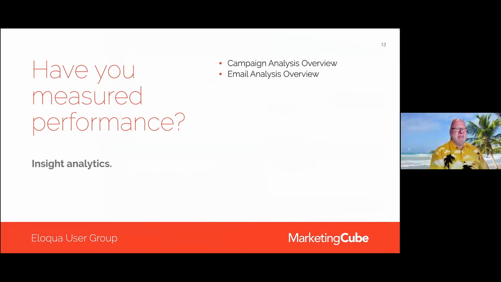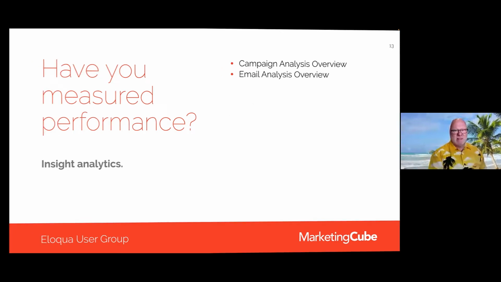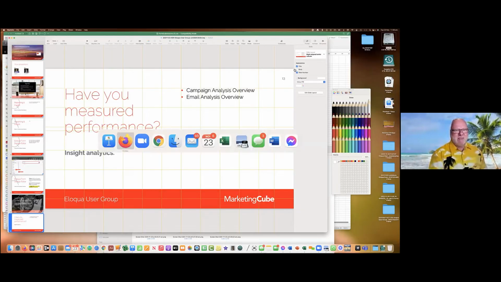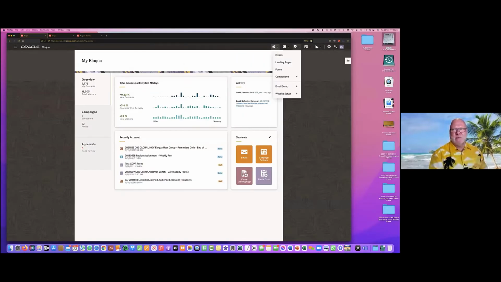One of the key things to do at this same time of the year is to also take a step back and have a look at doing some measurement. Now, there are two key insight reports that probably provide you with the greatest amount of support in understanding the performance of these campaigns. That is the campaign analysis overview, and also the email analysis overview reports. Both of those will give you a level of insight. You may or may not have extracted these reports yourself previously, so let's jump in and have a quick look at where they are.